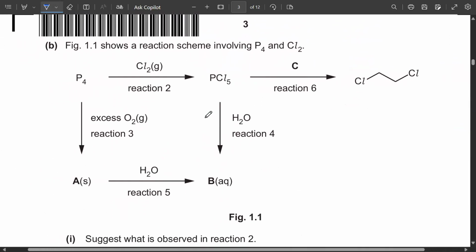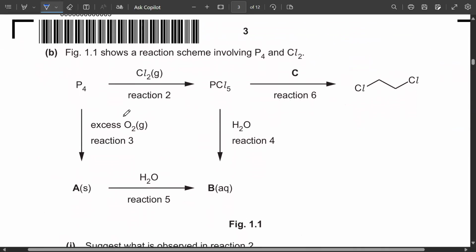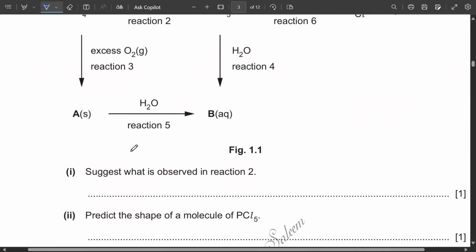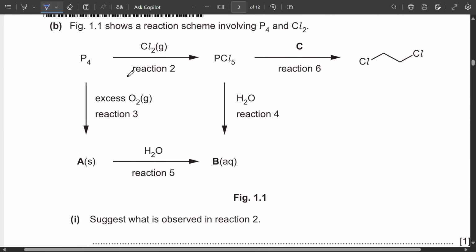Now, the next question is, we have this reaction. We have to give multiple answers to this question. Part 1 asks what is observed in reaction 2. So reaction 2 is basically this reaction.